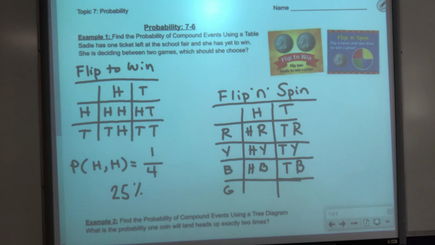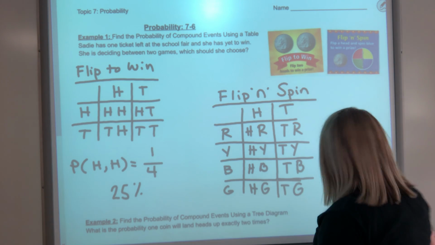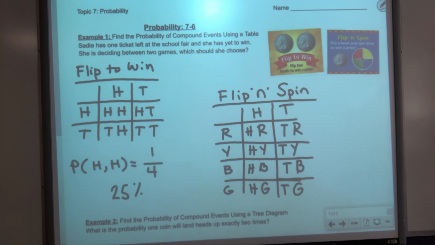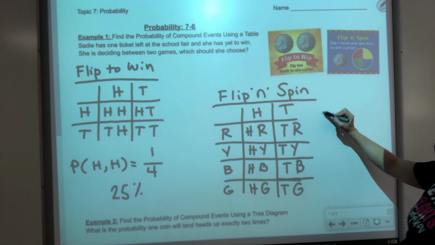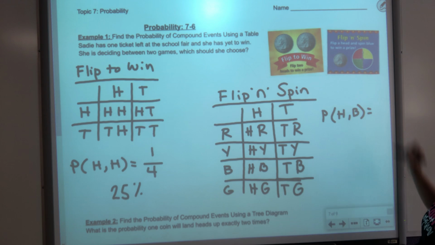Which is the better option for her to win? Flip to win. Flip to win. Okay. So when we finish the table, heads in green, tails in green. So the probability for flip to spin, she has to get a heads and blue. There are 8 total outcomes, and how many ways can she win? 1. Only one.